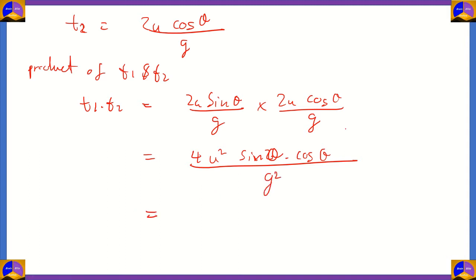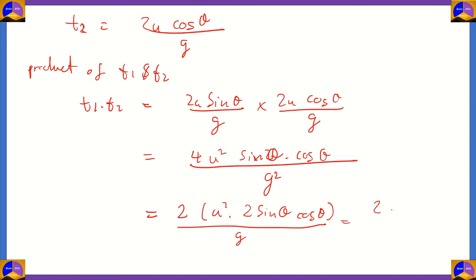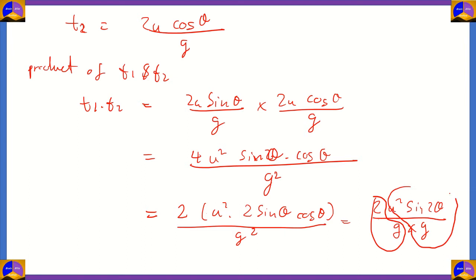Now we're going to write this as 2 times u square times 2 sine theta cos theta divided by g square. So that is equal to 2 u square sine 2 theta divided by g times g, which is g square. So let's take 2 by g outside. The remaining terms, u square sine 2 theta divided by g, that is equal to the range.